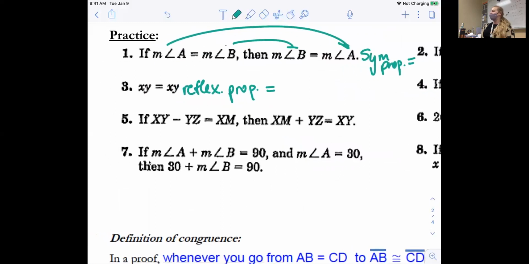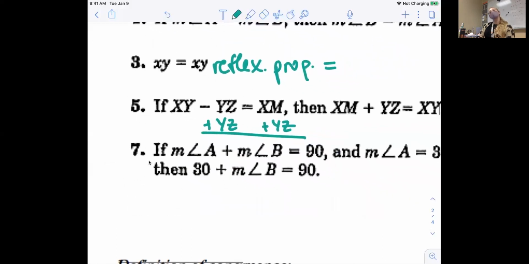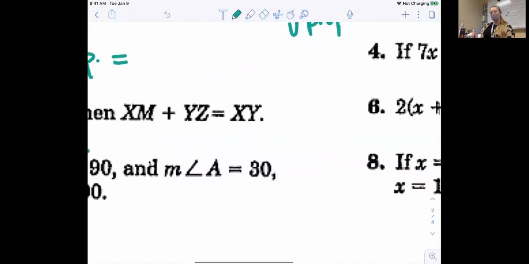Who knows what number 5 is? Think about it. Who thinks they know? Hold on. I have 1, 2, 3. Maggie, what do you think it is? I think you're right, Maggie. Why? You're essentially, Van, can you explain it? Because we added YZ. When you add YZ to the left side, it gets just XY, and then you add it to the other side. It's true.